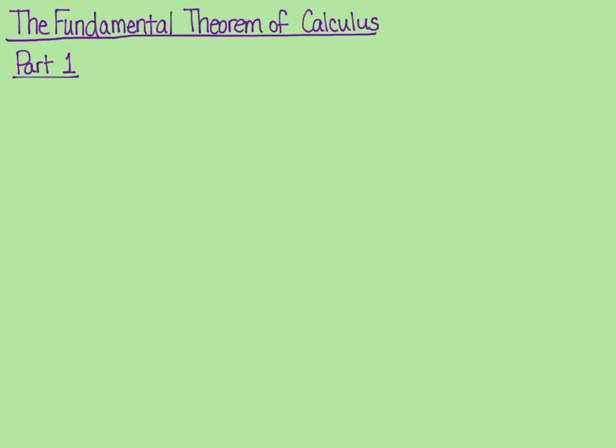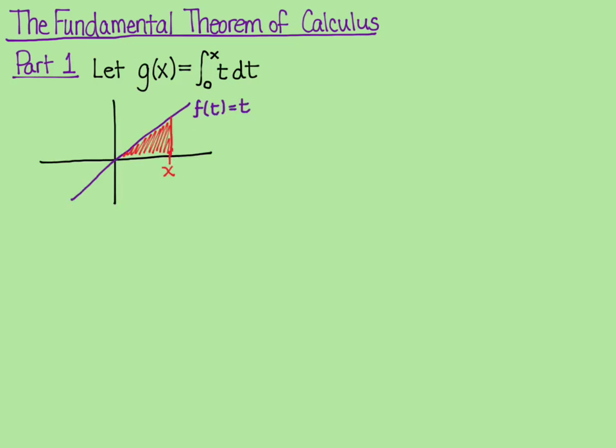There's two parts to the fundamental theorem of calculus, and we will start with part 1. Let g of x be the integral from 0 to x of the function t dt. So here's, in purple, the function f of t equals t, and we know that if the function is positive, then the integral from 0 to x will be this red shaded region. So if x is positive, then this g of x is going to be represented by the area of the red shaded region. So g of 1, for example, is going to be the area of the triangle if x is at 1, which is 1/2 base times height, which ends up being 1/2.